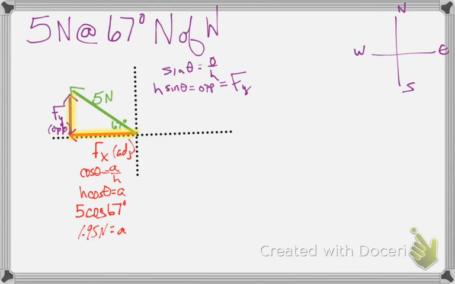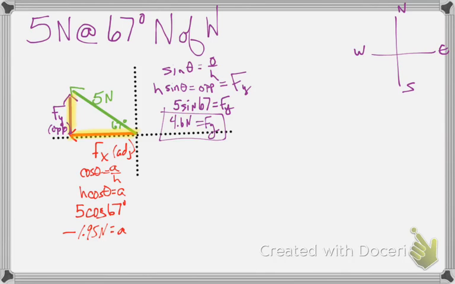So if our H sine theta is equal to our opposite, and our opposite is the F of y, then what I'm dealing with here is 5 sine of 67 is equal to my force in the y direction. And that is 4.6 newtons.